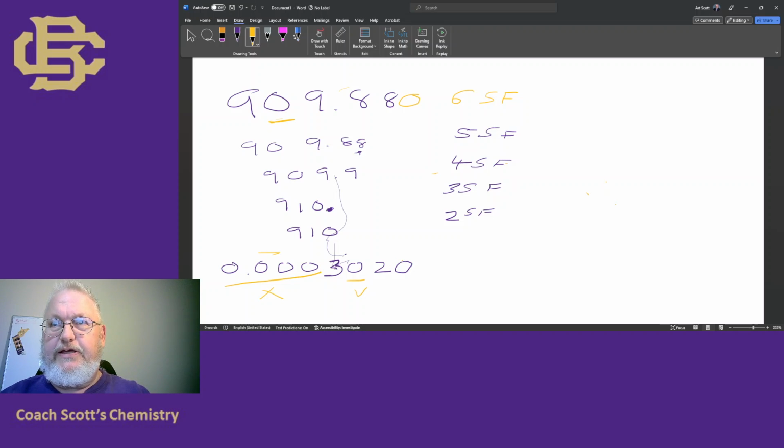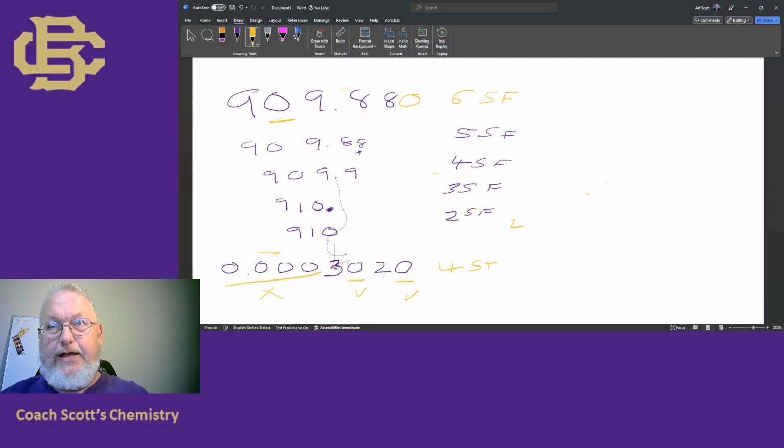Then we've got to look at the end. There's a 0 at the end. There is a dot in front of it, way in front of it, but it is in front of it, and it's after a counting number. That is also significant. So that would be 4 sig figs.